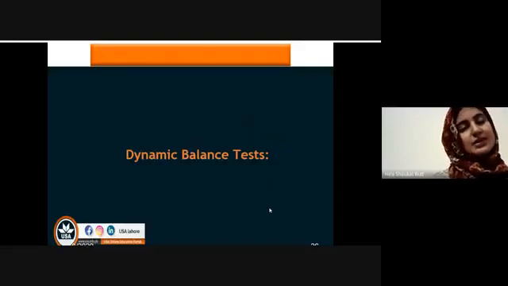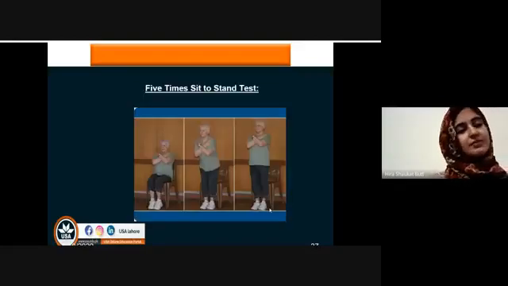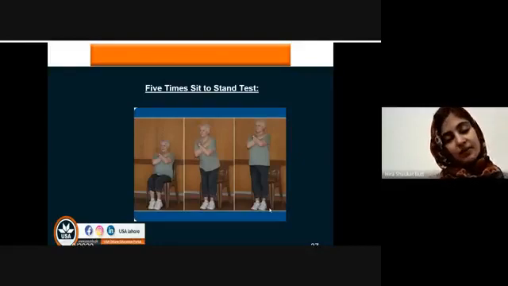This is about the assessment tests for the static balance. Then comes the dynamic balance test. A very simple test you can go for is, as always, the walk test.